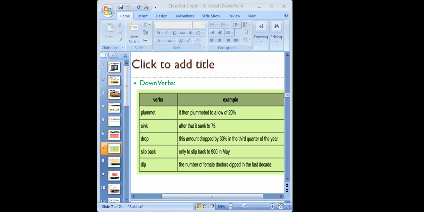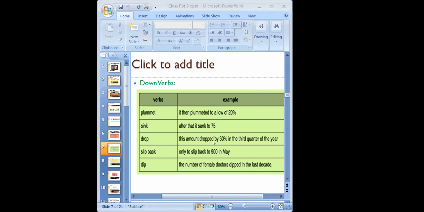So next one is drop. Drop, everyone knows about drop. However, the past tense of drop is a problem for a lot of people. Now remember, for graphs and charts, generally we need to use the past tenses, right?